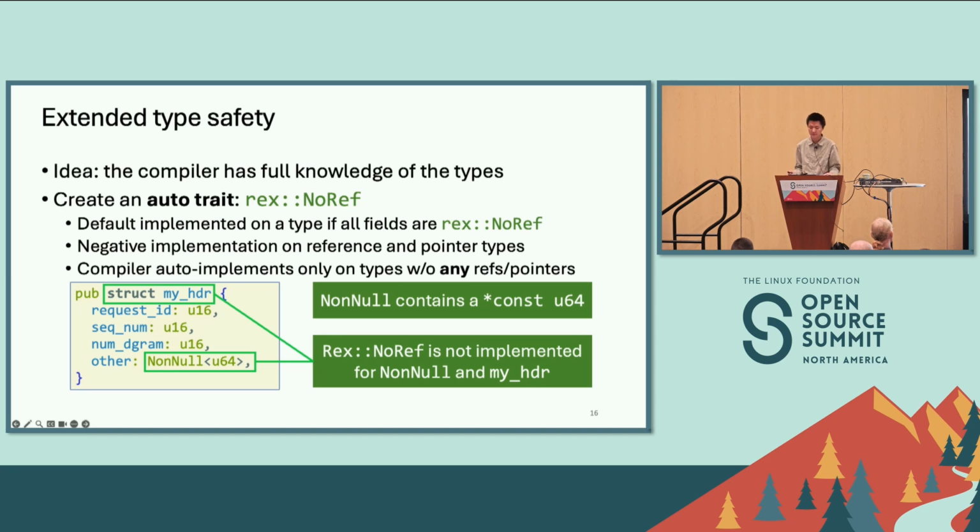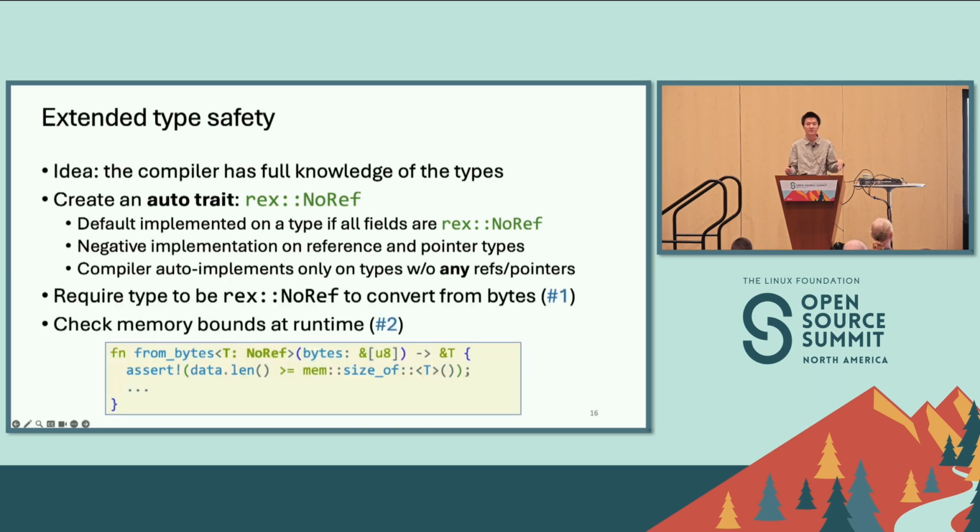So to use this to prevent casting a scalar into a pointer, we require the target type of the casting to be strictly Rex no-ref. And therefore, we will never convert into any type that may transitively contain a pointer or reference. And this satisfies the first requirement. For the second requirement, we implement runtime assertions that basically just check the memory boundaries.